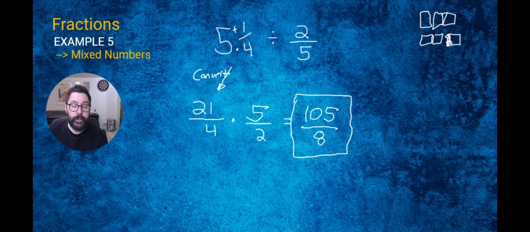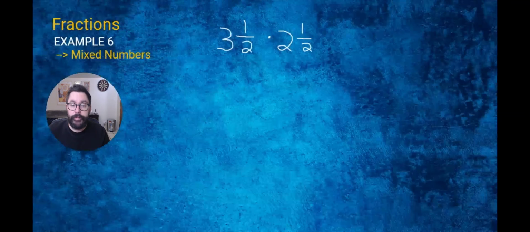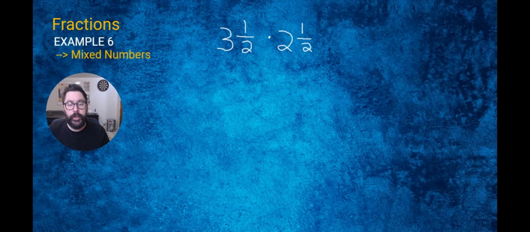If you do want to express this as a mixed number, it would be 13 and 1/8. I know some classes say write it as a mixed number, so that would be the mixed number there. All right, here we've got 2 mixed numbers, 3 1/2 times 2 1/2. So again, we're going to just take both of these and convert. So convert and convert.